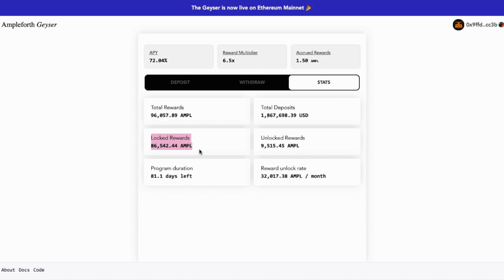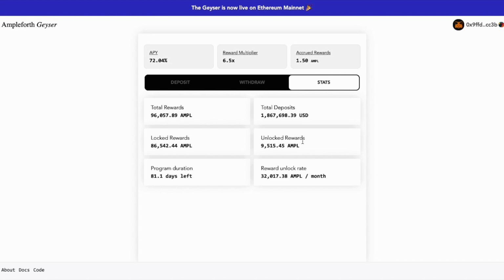Going right to locked rewards, there's about 86,542.44 Ample in locked rewards. Now, this and the unlocked rewards section are the ones that have caused some confusion in the community. The locked rewards is the number of Ample rewards still waiting to move from the locked pool to the unlocked pool. So eventually, these 86,000 Ample will gradually move to the unlocked pool.